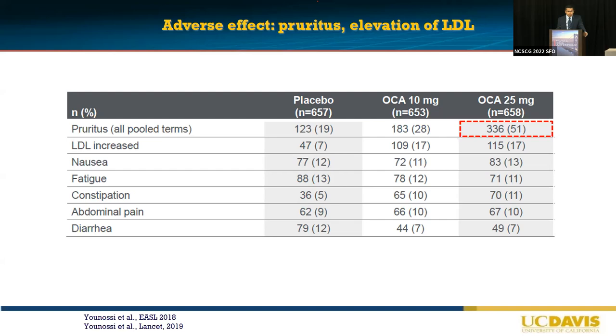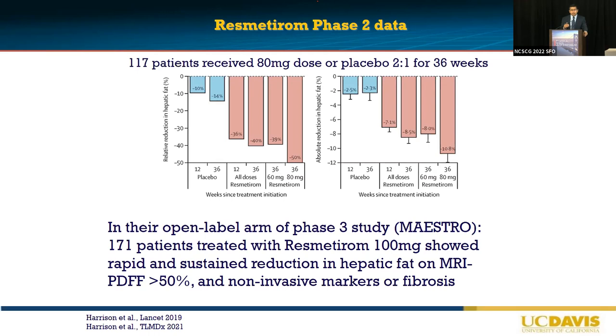Resmetirom, again, this is phase 2 data, which was tested in 117 patients, who received the drug versus the placebo 2:1 for 36 weeks. Here it shows the MRI-PDFF, the absolute reduction and the relative reduction. And there was significant reduction of the fat in both absolute and relative terms.